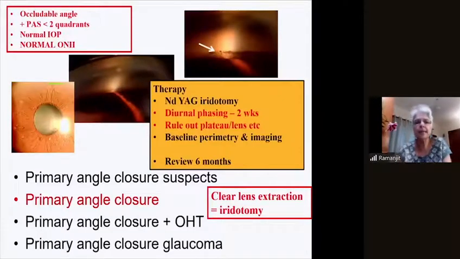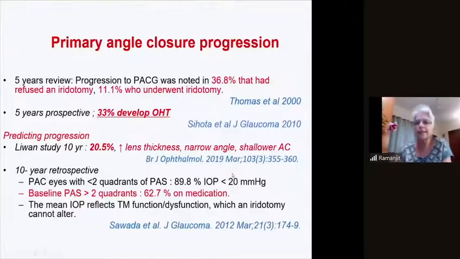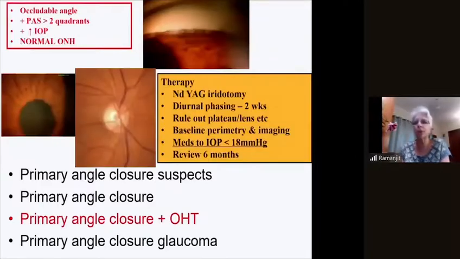What happens when you see evidence of angle closure? All these blotchy pigments are telling us that the iris was attached there at some point and has fallen back, or there's a very narrow angle, and you can see the associated loss of the pupillary ruff. If you see this, again, the first thing to do is an iridotomy. Two weeks later, please do a diurnal phasing to see whether the IOP is within normal limits or on the higher side. And if all is well, you do a baseline perimetry and imaging and see the patient every 6 months. The likelihood of progression in these eyes is between 20 to 30%, which is quite high. So you must make sure that these patients follow up regularly.